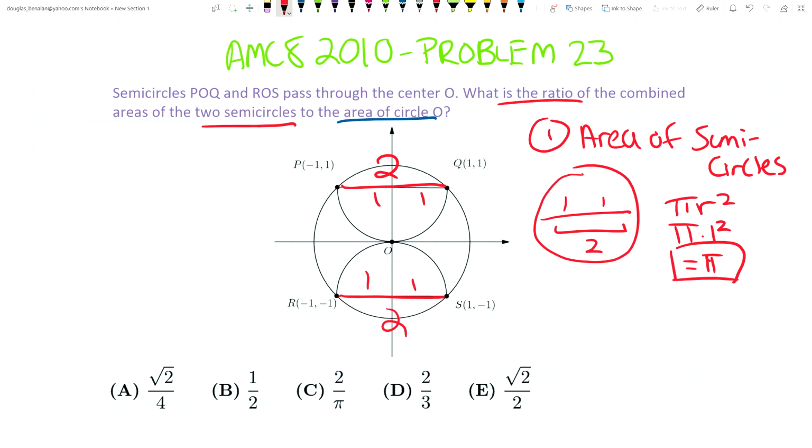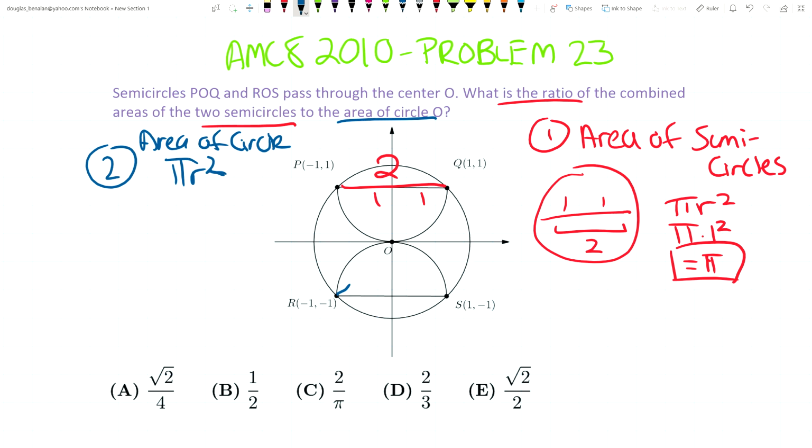Now let's move on to find the area of the circle, and that's going to be part 2. To find the area, we first need the radius, because as in the formula, pi r squared. So we can draw in a radius. For example, you can choose a vertex and draw a line.